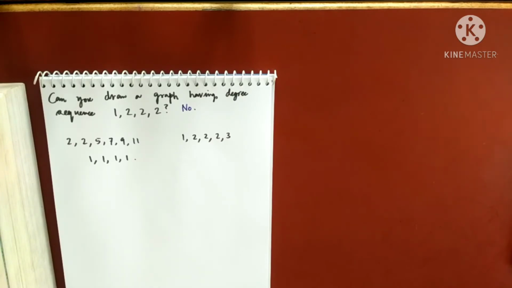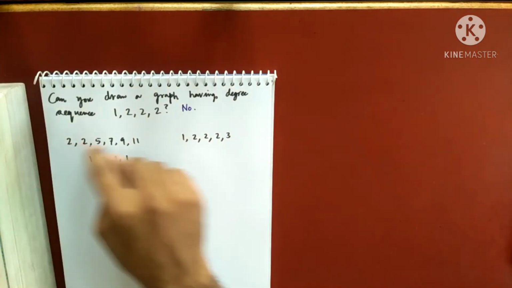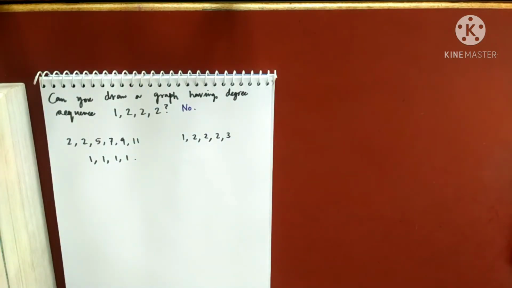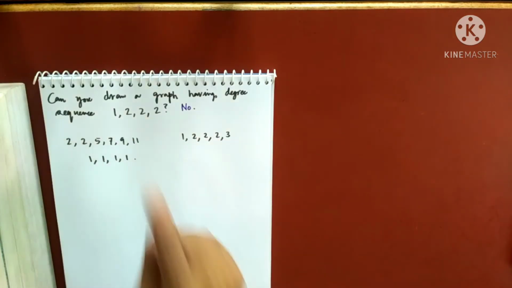So I am giving you a list of numbers arranged in ascending order whose sum is even. So my question is, can you draw a graph? Can you draw a graph having this or this or this as your degree sequence? You know, degree sequence means a list of ascending order numbers, but provided their sum is even. Because if their sum is odd, you cannot draw any graph. But if I am giving you the sum as even, for any such list, can you draw a graph?